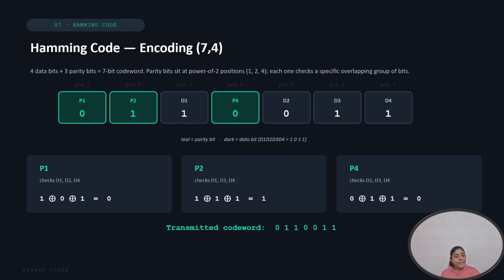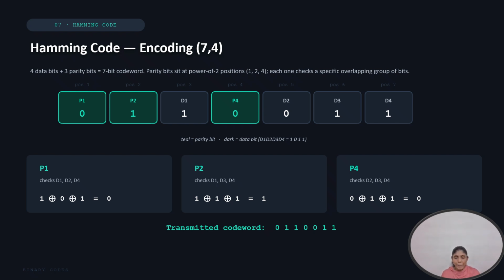So check D1, D2 and D4: 1 XOR 0 XOR 1. So 1 XOR 0 is 1, then 1 XOR 1 is 0. Remember the XOR table: 0 0 is 0, 0 1 is 1, 1 0 is 1, 1 1 is 0. So P1 is 0.